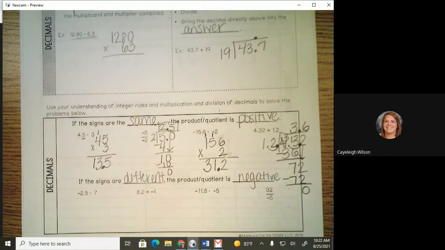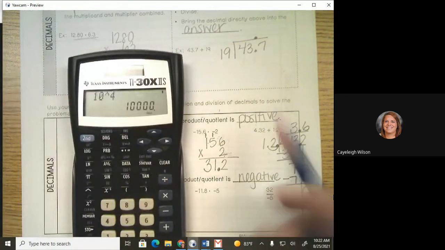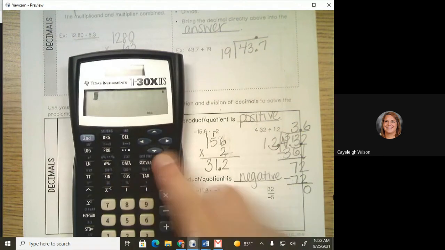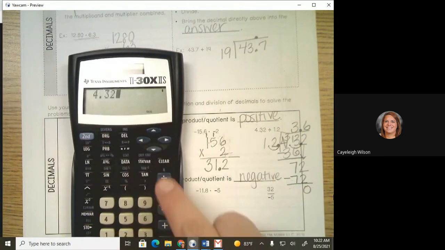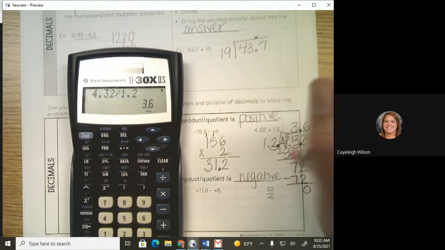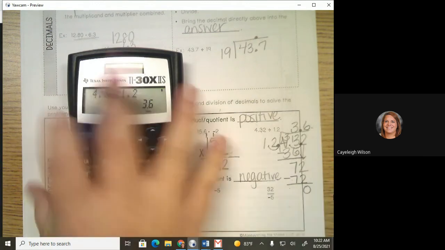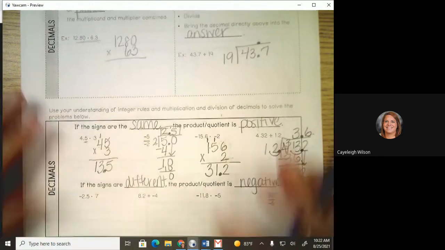And guys, I am not telling you that you can't get out your calculator when you're done and check it. So you're going to do 4.32 divided by 1.2, hit enter, 3.6. I know I got it right. I'm not telling you that you cannot check it with your calculator, but on your assignment, I need to see your work. All right. We're just going to do a couple from down here, and then we're going to move on to the fractions.